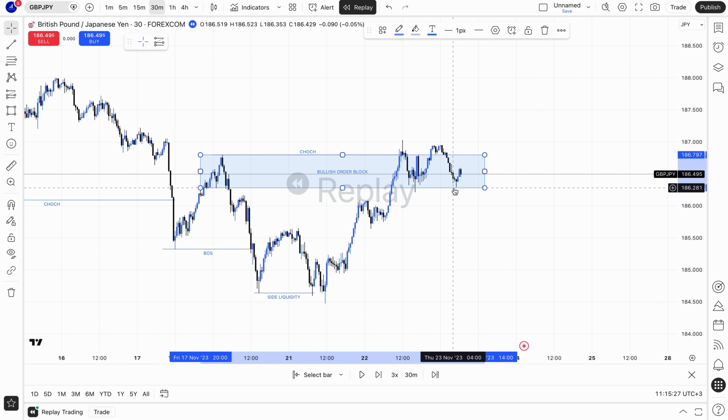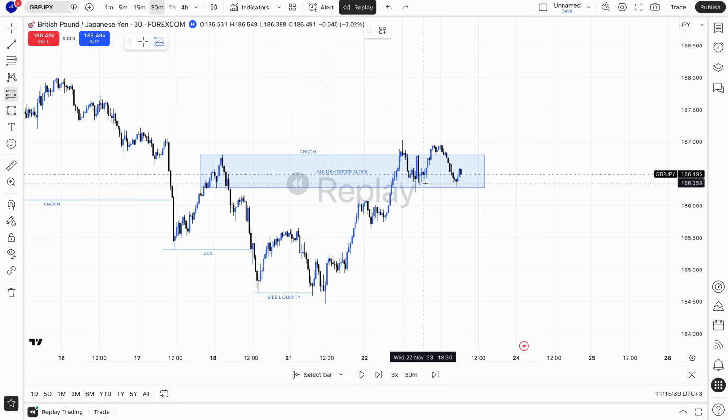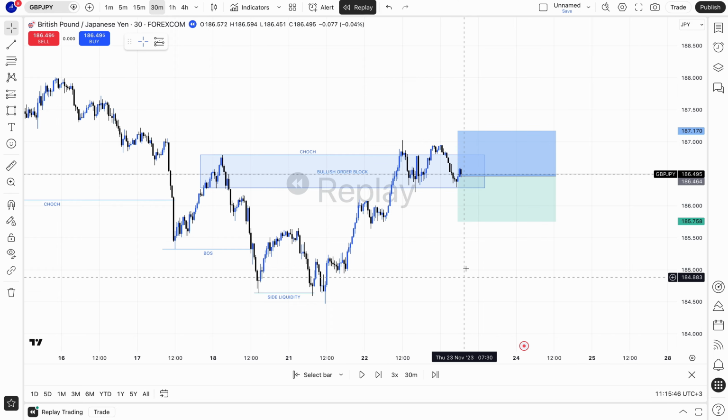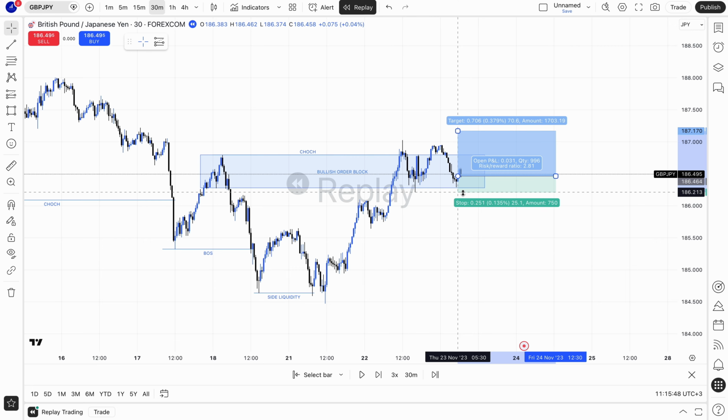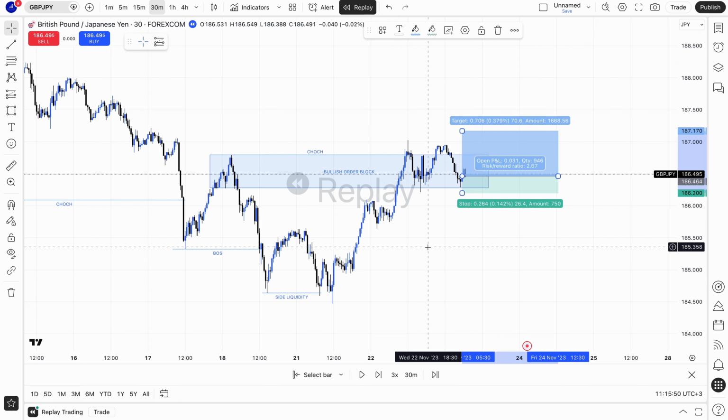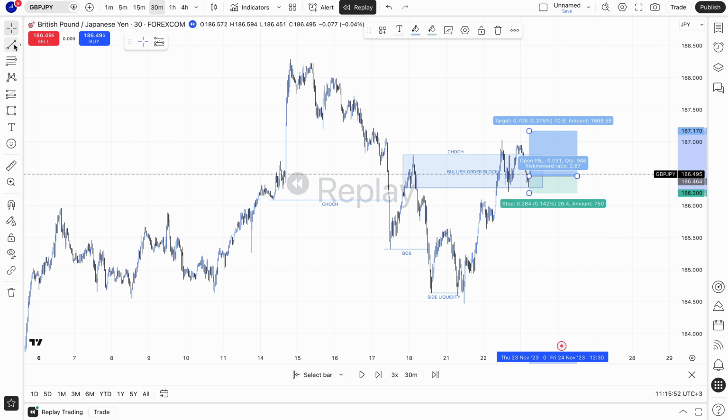Then the price again came down and swept this liquidity. This liquidity was already swept, just under this buy breaker block. Then we had this 30-minute confirmation. We had to enter this trade from the final confirmation from this candle, you can see. Then we put our stop loss just below this sweep, targeting this liquidity to the upside.